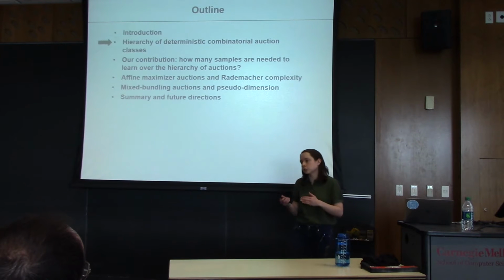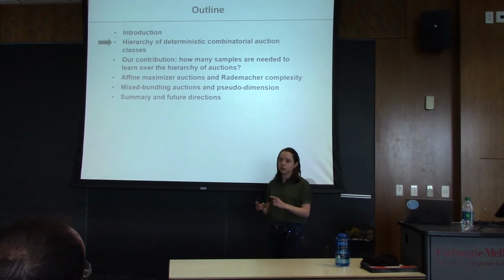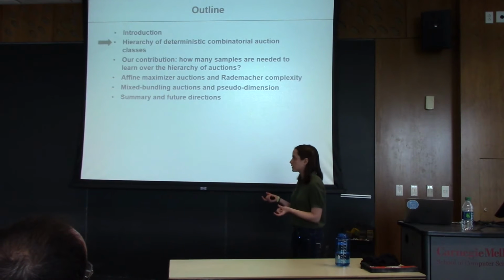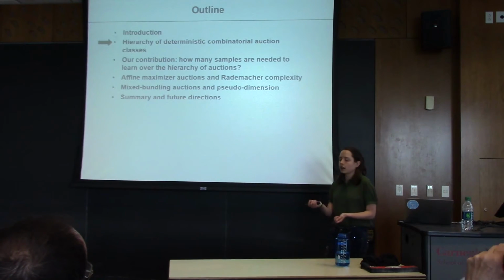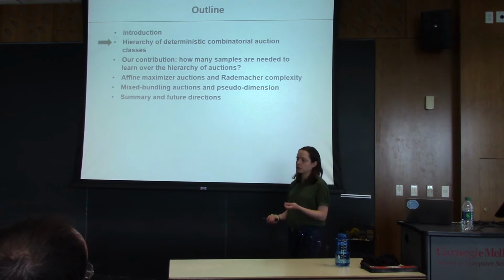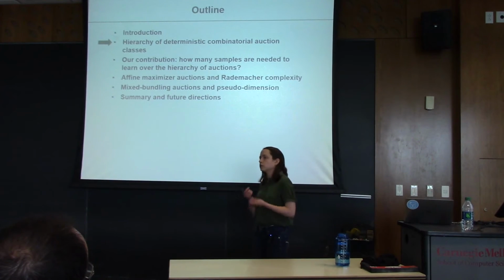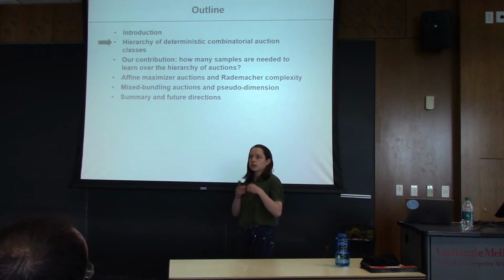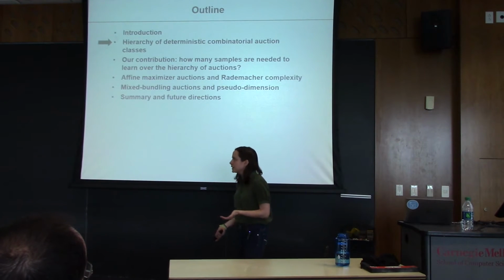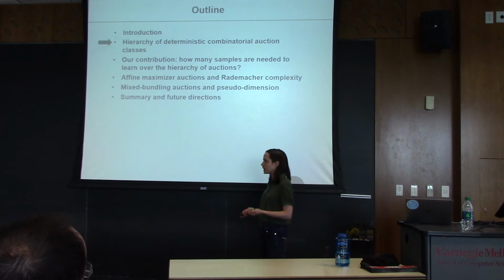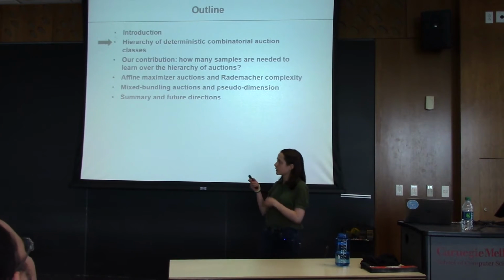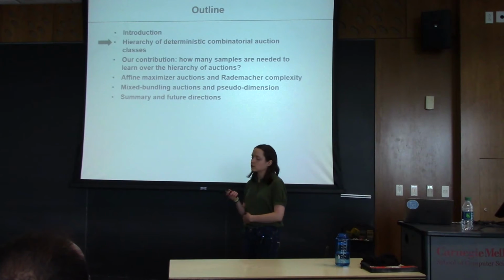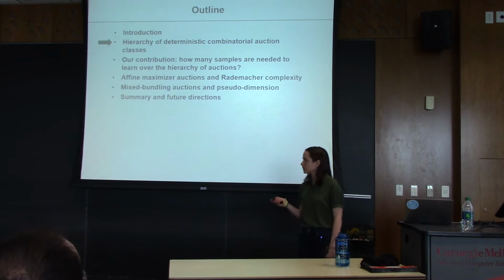But in this work, we're not going to just look at one rich subclass. We're going to look at an entire hierarchy of combinatorial auction subclasses. And we're going to ask the question, how many samples do we need in order to learn the best auction in that class? And along the way, we gain interesting insights into the structure of these auction classes. So I'm going to talk about this hierarchy and then talk about our sample complexity results and the tools we use to derive those results.